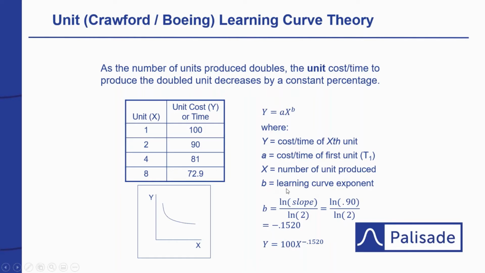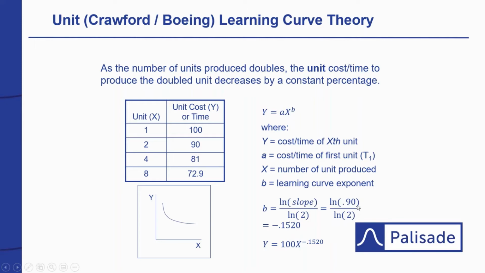B, I'm gonna have to explain a little bit. It is an exponent in this power model. To get to the exponent, you would calculate the natural log of the slope of that model, and it's expressed in decimal form. So in the example I'm showing here, 100 to 90, 90 to 81, 81 to 72.9, that slope, so to speak, is a 0.9, a 90% constant decrease as you're going from doubling units through there. The natural log of that divided by the natural log of 2 gives you the value for B, that exponent.